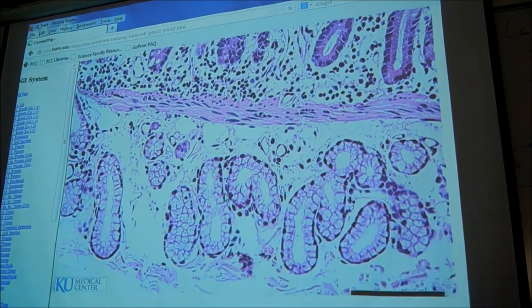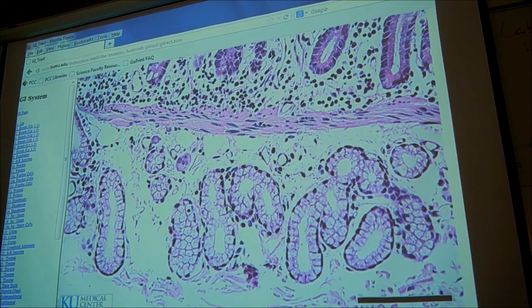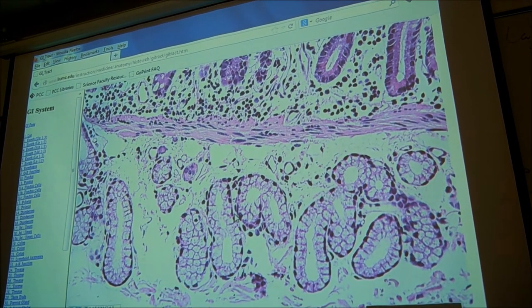But the crypt is on our wrist. It is, but they don't count in terms of identifying which region you're in. So here's a close-up. Duodenal glands below the red line. Crypts above the red line.